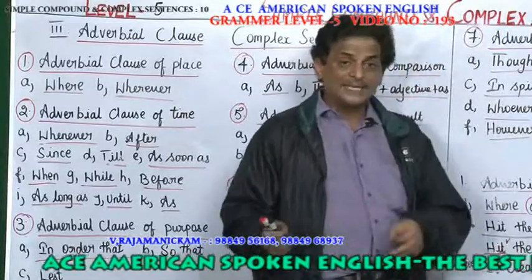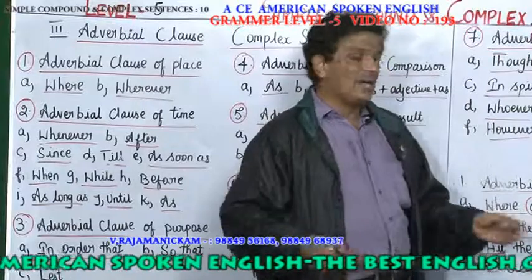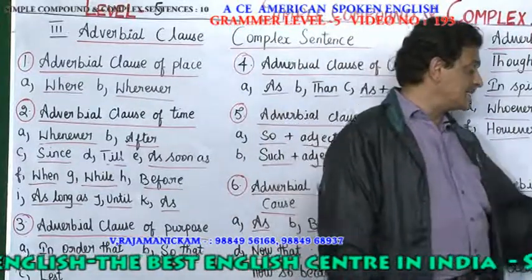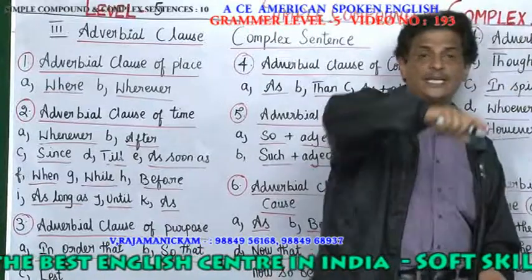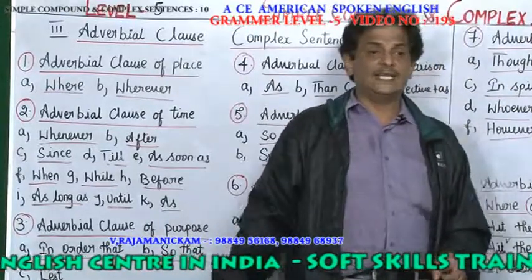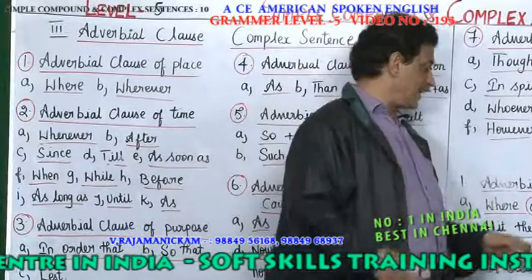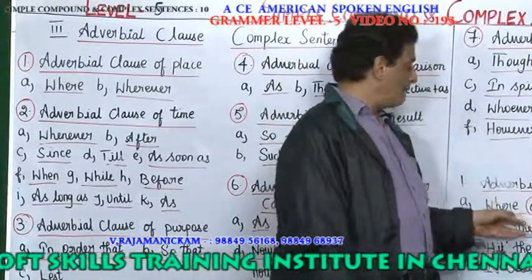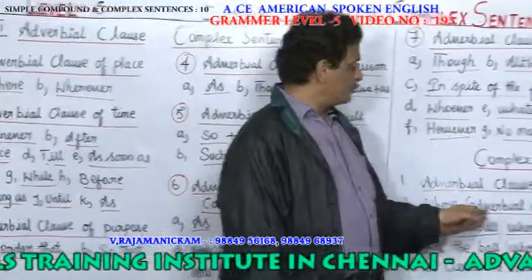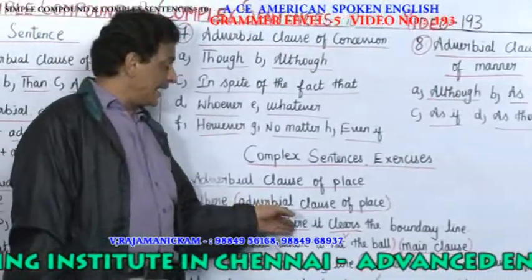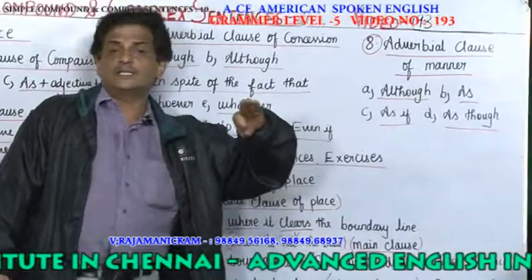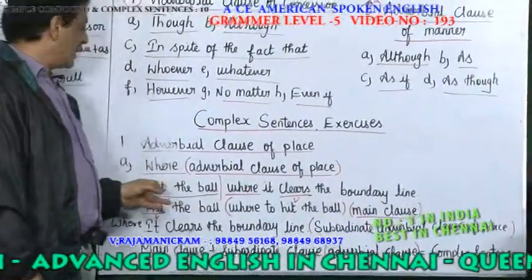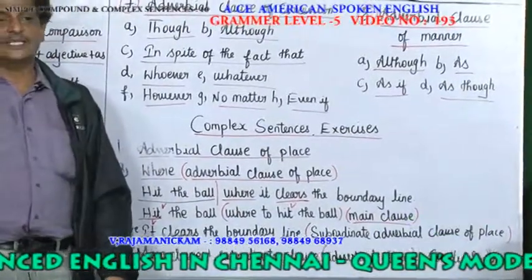ஹிட் த பால், பந்தை அடி. எங்கே அடிப்பது? வேர் இட் கிளியர்ஸ் த பவுண்டரி லைன், எல்லை கோட்டை தாண்டி எந்த இடம் இருக்கிறதோ அங்கே அடி. அங்கே அடித்தால்தான் 4, 6ன்னு சொல்லுவாங்க. 4 ரன்கள், 6 ரன்கள். பந்தை அடி, இது முழுமையடைந்த வாக்கியம். எங்கே அந்த பந்து பவுண்டரி எல்லை கோட்டை தாண்டுகிறதோ என்பது பந்தை அடி என்கிற முழுமையடைந்த வாக்கியத்தை சார்ந்திருக்கிறது.